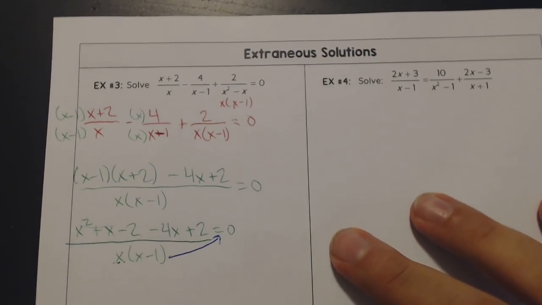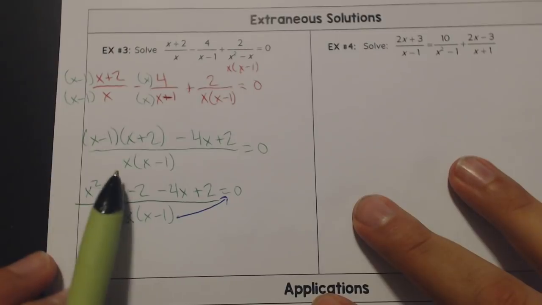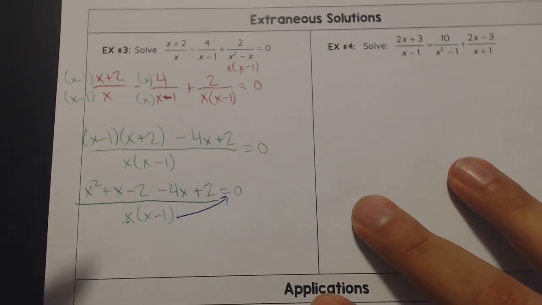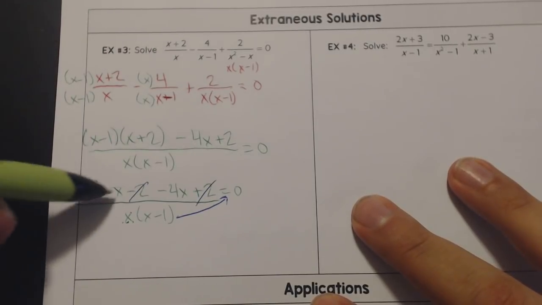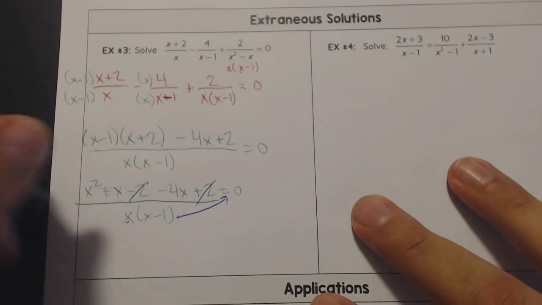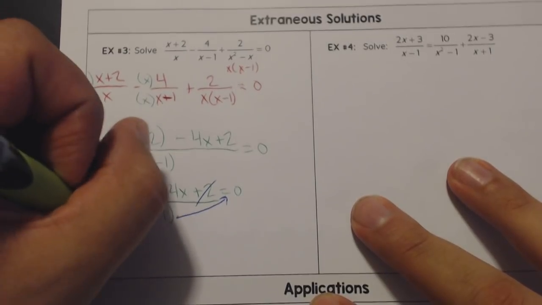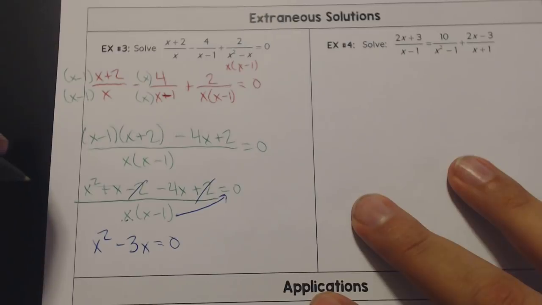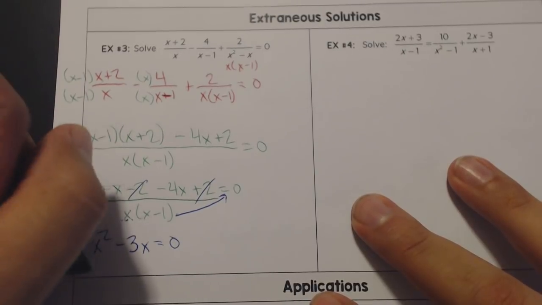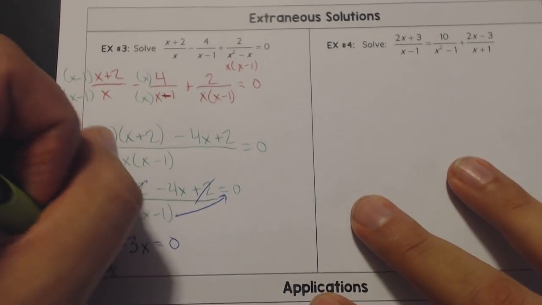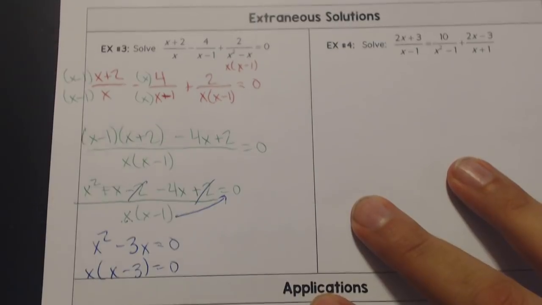So we can combine like terms. And what we have is the minus 2 and the plus 2 will cancel out. And the x minus 4x gives me x squared minus 3x is equal to 0. They have an x in common. We can factor out an x. And we get x times (x minus 3) is equal to 0.